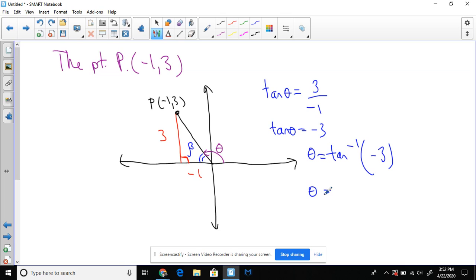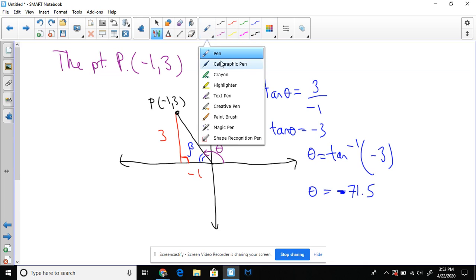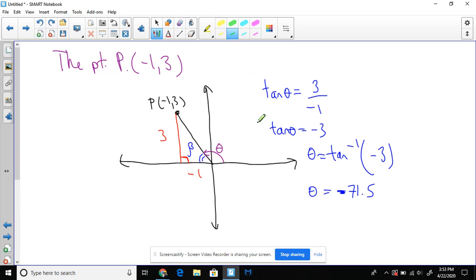So again, same kind of deal. This here is telling me theta is minus 71.5-ish, okay? So now that can't be correct, right? Because where's minus 75? A swing of minus 75 would be in this quadrant, right? Because that would be a negative angle swing.